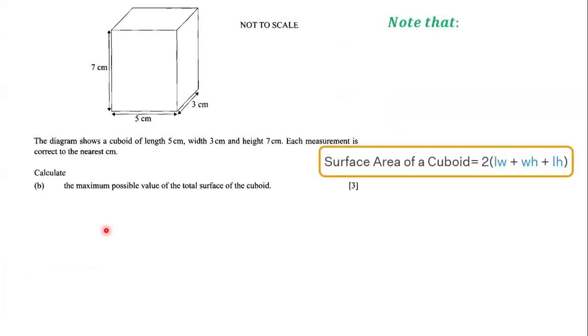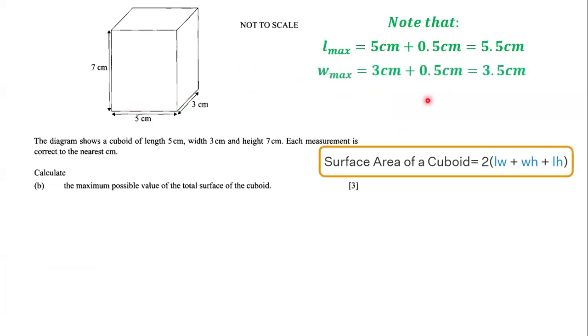Well, we have that the L max is going to be the length. Remember, the length here is 5 centimeters, but we want the highest length that we can get. And we have to add 0.5 centimeters. So we have 5 centimeters plus 0.5 centimeters, and that gives us 5.5 centimeters. And then we want the width max, and the width max is equal to 3 centimeters. This is the width, but we have to add 0.5. And so that's going to be 3 centimeters plus 0.5 centimeters, and that gives us 3.5. And then we have H max, which is the height max. That's going to be 7 centimeters plus 0.5 centimeters, which is equal to 7.5 centimeters.